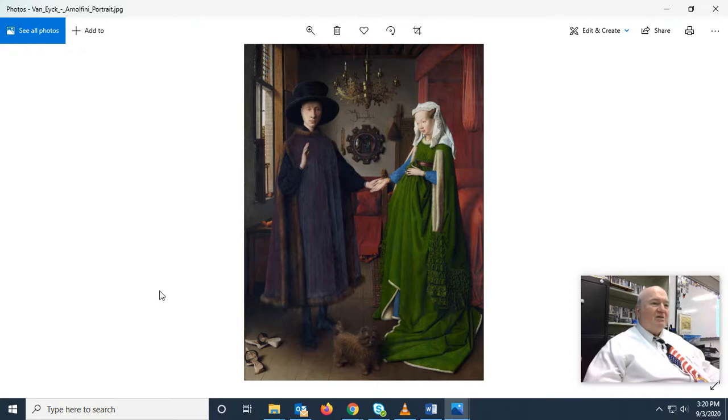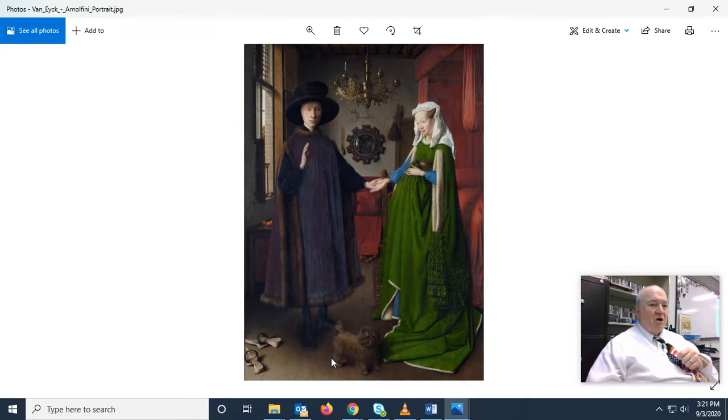But they pack so much in it. For example, let's learn some things about painting and symbolism. So many of these paintings had symbols that are very subtle. Now, what is this? Yes, it is a dog.